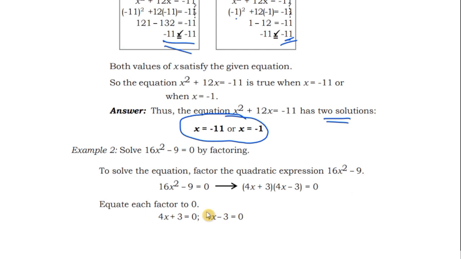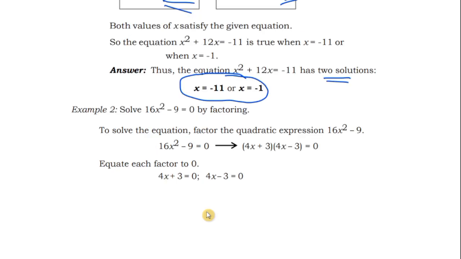Another one is 16x squared minus 9 equals 0. Recalling that we have here another factoring pattern, which is a squared minus b squared. The factor of that is a plus b times a minus b.